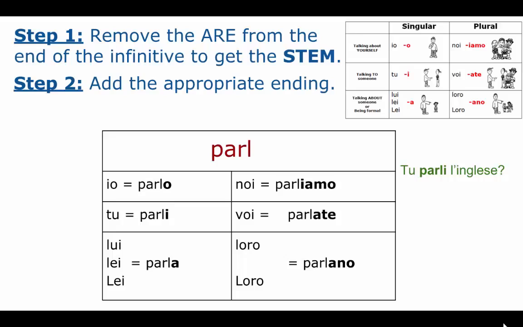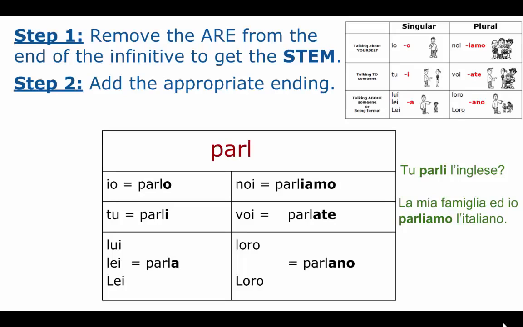Or if you want to use it to say, my family and I, la mia famiglia ed io, again, that would be the noi form. You would need parliamo to say, my family and I speak Italian, for example. La mia famiglia ed io parliamo l'italiano. So this is how we get our conjugations.